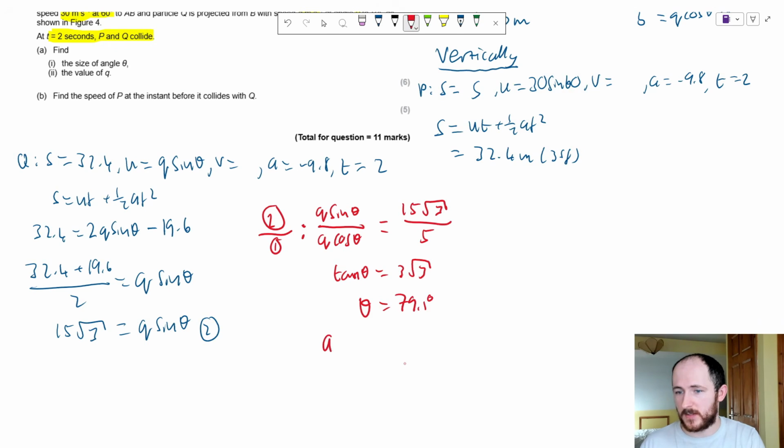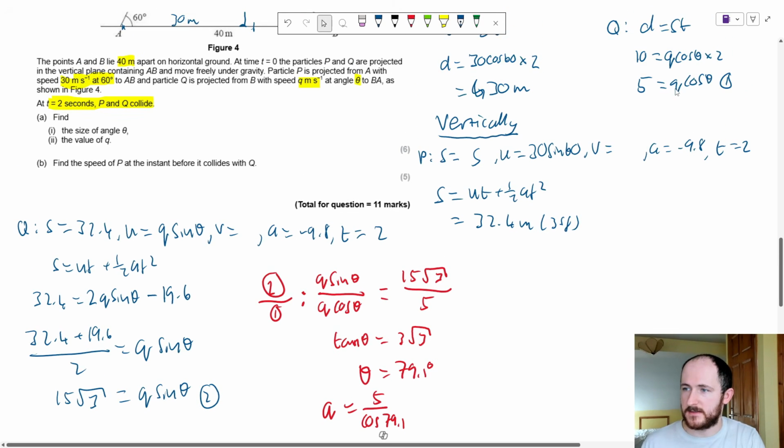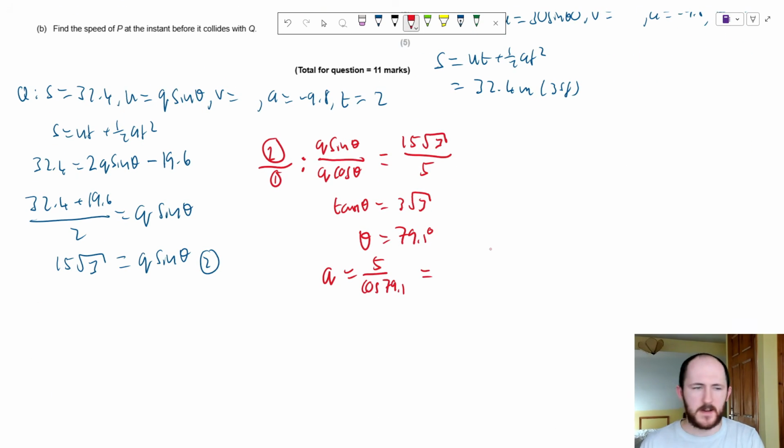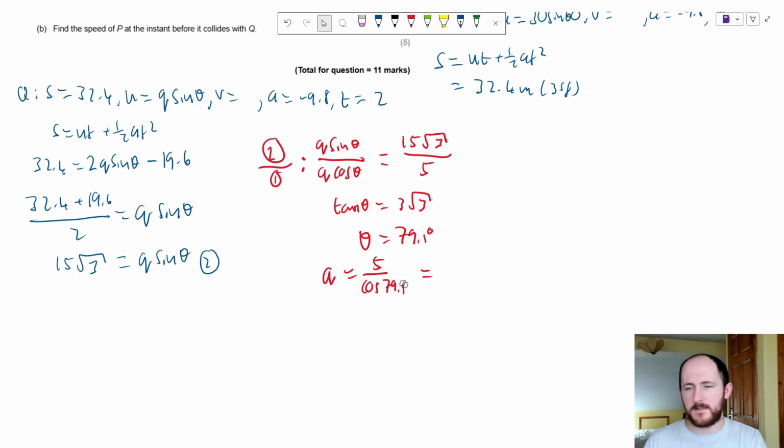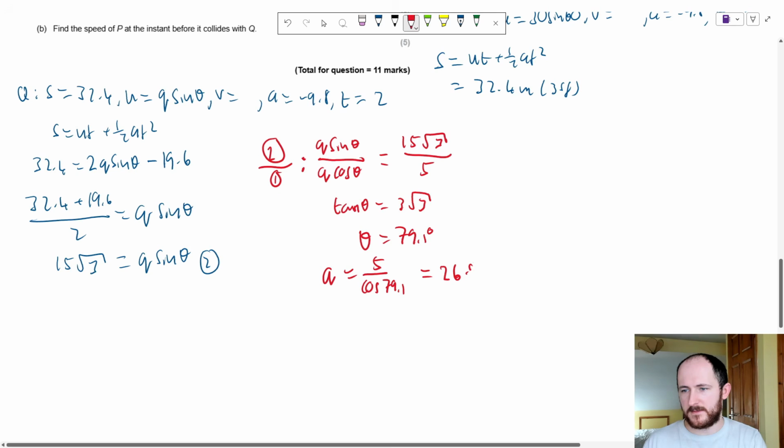And then sub it into probably the first equation here. So Q is equal to 5 over cos 79.1. All I've done there is I've just rearranged for Q. So 5 divided by cos, answer button, 26.5 meters per second. And that's my final answer.